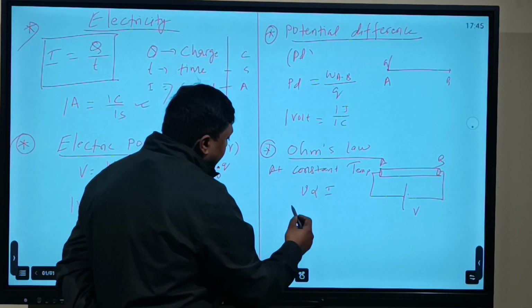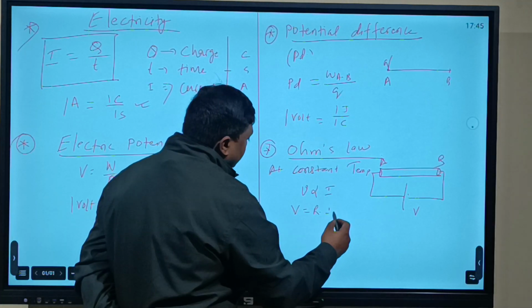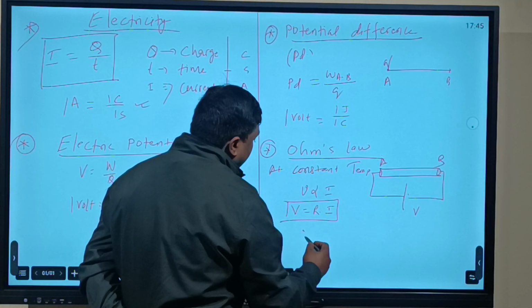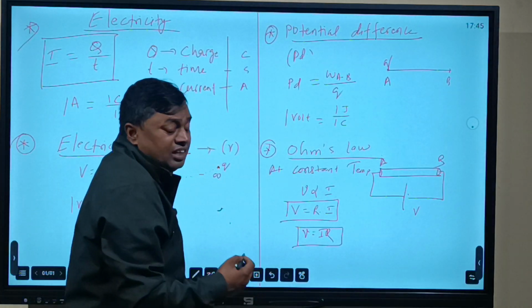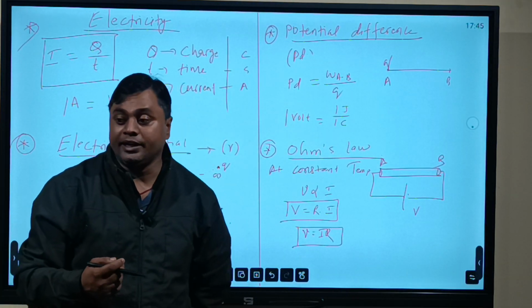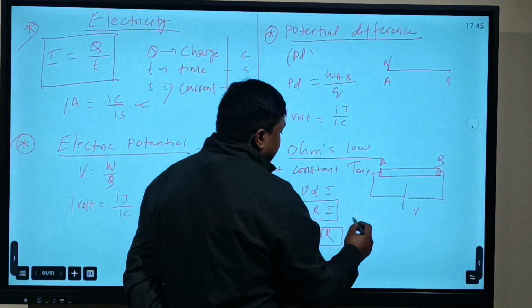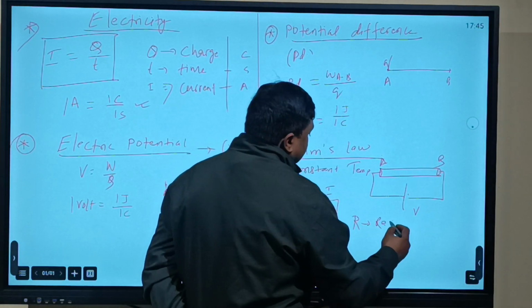When you remove the proportionality, you have to put a constant. That constant is what? R. So V is equal to what? IR. This is the expression for Ohm's law. Here R is called as constant of proportionality, called as resistance. R is nothing but a resistance.